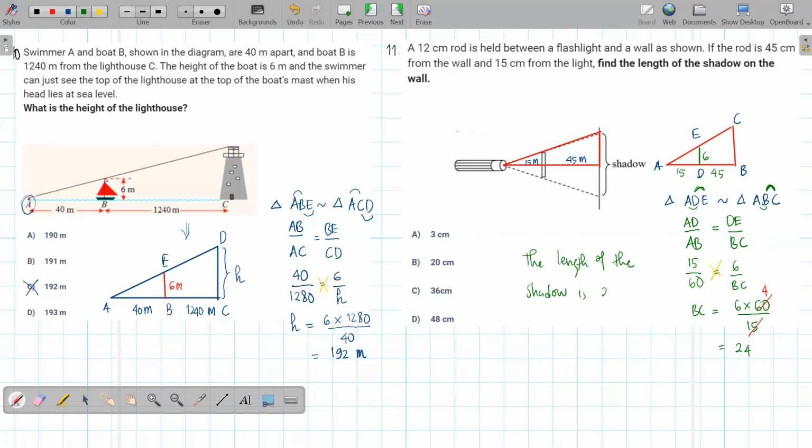So the length of the shadow is 2 times BC, because this is C and this is B. The shadow is from C, so let's say this is F, from C to F. So it is 2 times CB, or 2 times BC, it doesn't matter. It will equal 2 times 24, so it will be 48 centimeters.